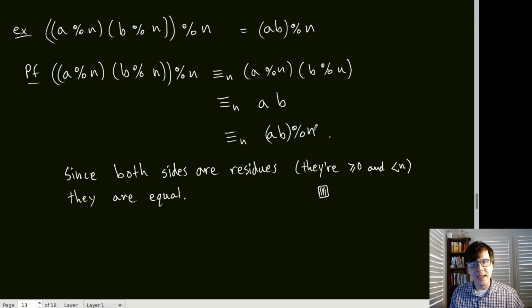And then, using that same sort of theorem again, we can take a times b and take the remainder after dividing by n to get something else that's congruent. And then because, by definition of remainder, these are lying between 0 inclusive and n exclusive, they're both residues, and they're congruent residues, and so they are just equal. And then that is the statement.